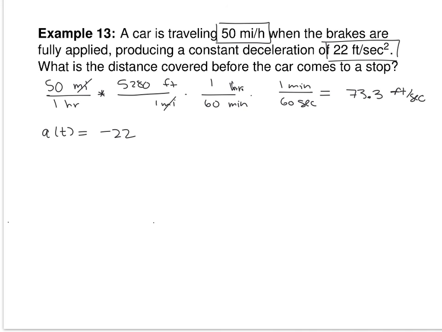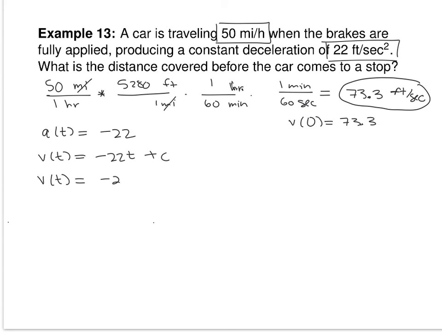When you apply your brakes, it's a constant deceleration. Okay. And if you have the acceleration function, you can find the velocity function, right? So v of t is equal to minus 22t plus some constant c. And this 73.3, that's your initial velocity when you apply the brakes, right? So you know that v of 0 equals 73.3. So what's that c going to be? Great. So v of t is equal to minus 22t plus 73.3.